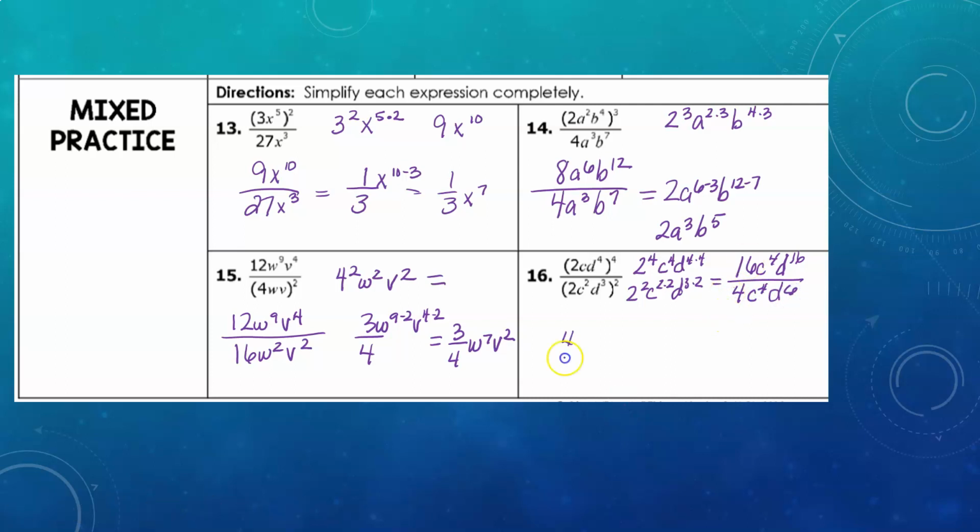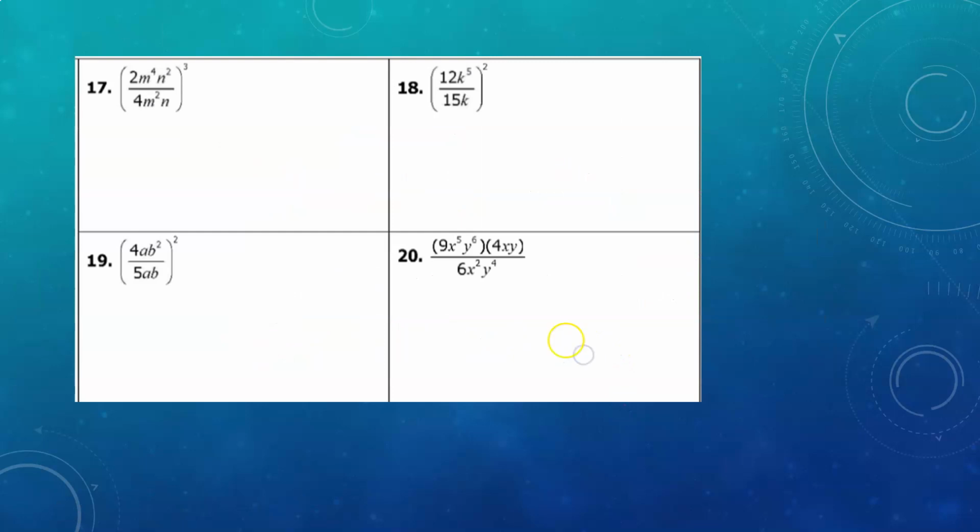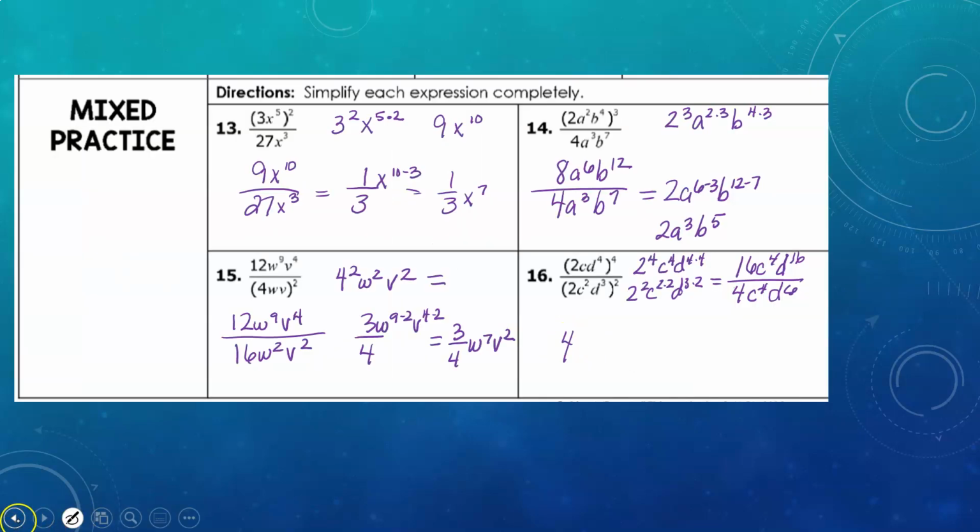16 divided by 4 is 4. C to the 4 minus 4 power. D to the 16 minus 6 power. So that's 4. C's canceled. D to the 10th. There you go. All right.